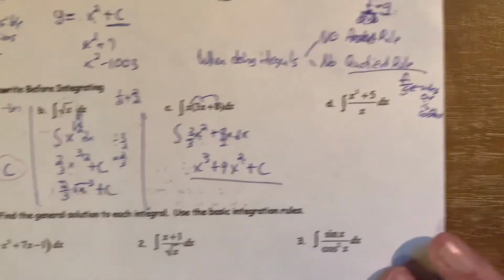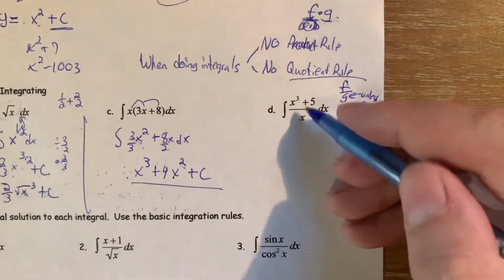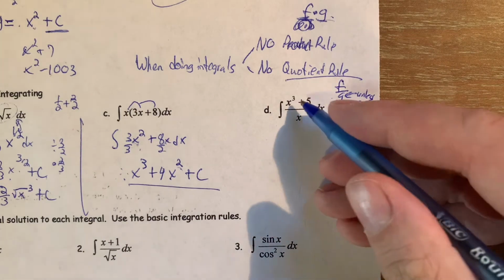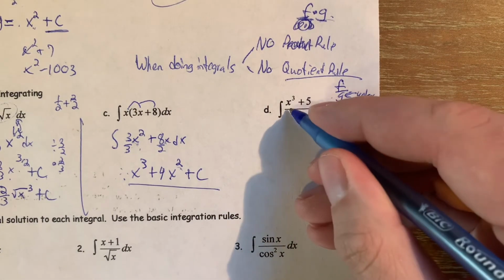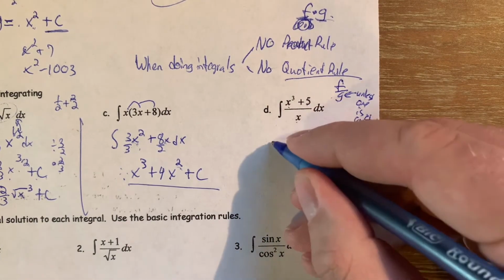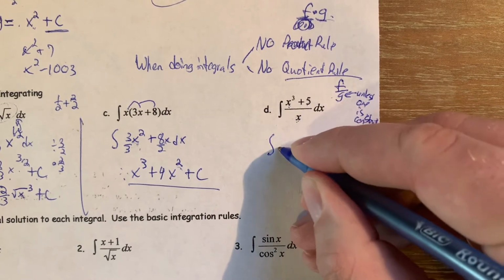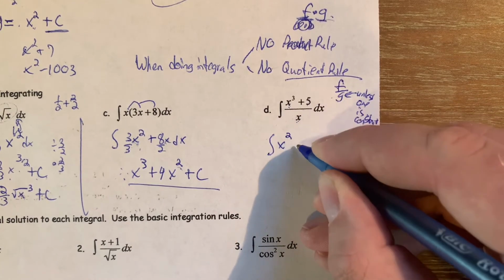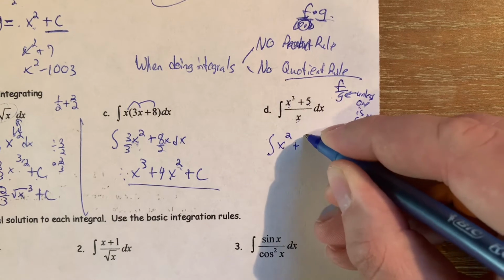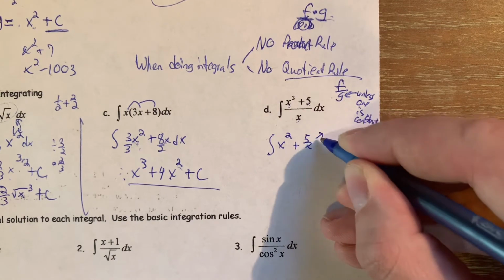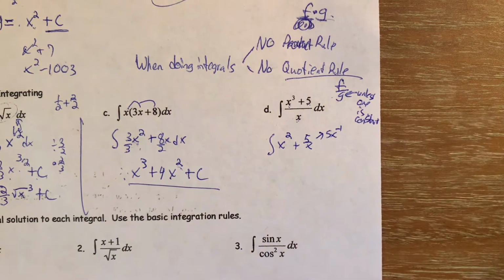With that in mind, try to do this one all on your own. See what you can do. There is no quotient rule, but we can divide each of these by x. So x cubed divided by x is x squared. 5 divided by x cannot be simplified. It's 5 over x. This is, of course, 5x to the negative 1 power.